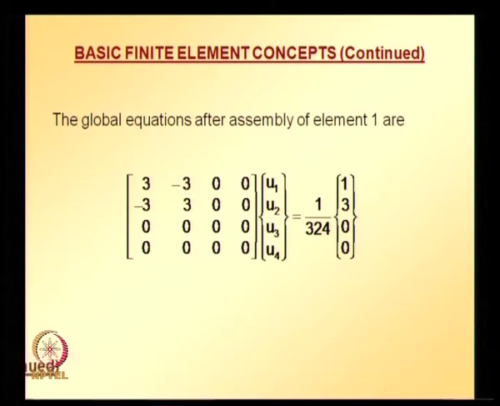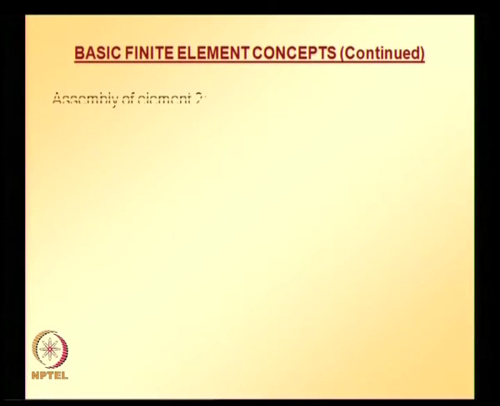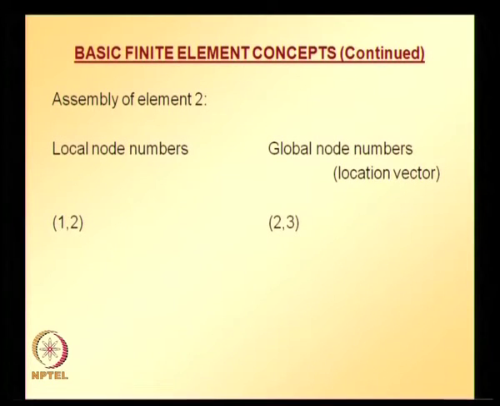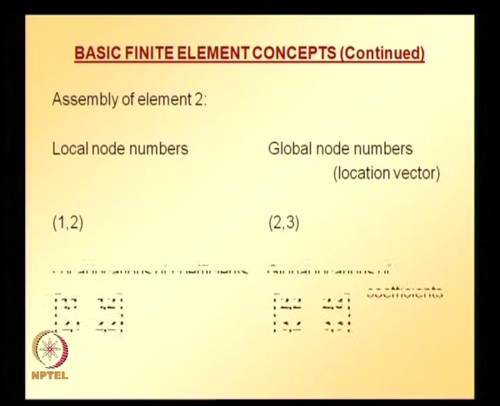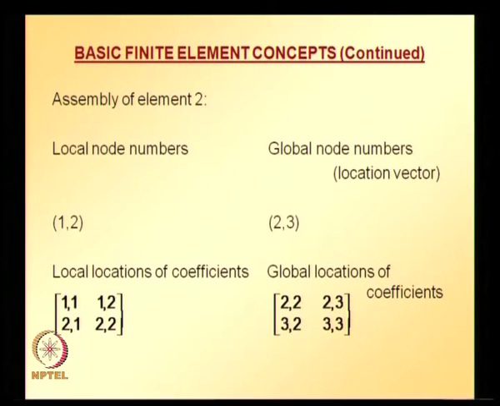Now, where the element 2 contribution goes is easy to find. You just note down local node numbers 1 and 2 and what they correspond to in the global node numbers. For this particular problem, local node numbers 1 and 2 for element 2 correspond to global node numbers 2 and 3. So, you can prepare a matrix showing the local locations of coefficients in relation to the global locations of coefficients.